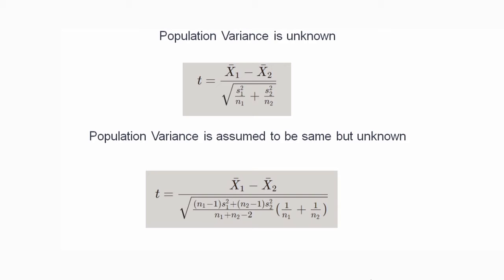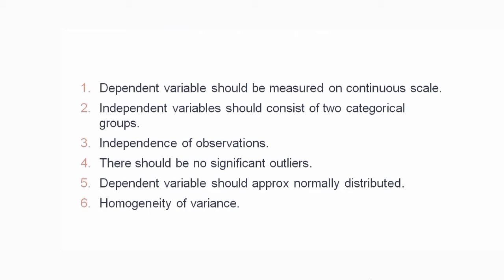There are some assumptions about IST. When we are using IST, these assumptions should be met; only then can we use it. The first assumption is that the dependent variable should be measured on a continuous scale. We have already seen that. Second, the independent variable should consist of two categorical groups. If it is more than two groups, we go for ANOVA; if only two groups, we go for the t-test. Third is independence of observations. The observations should not be related.